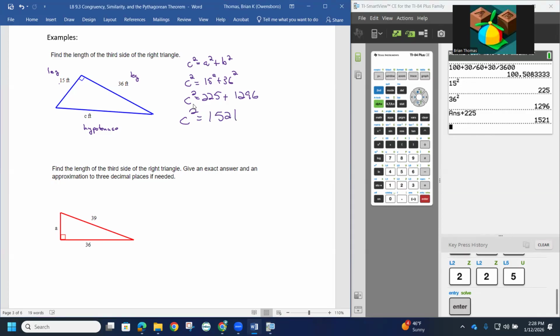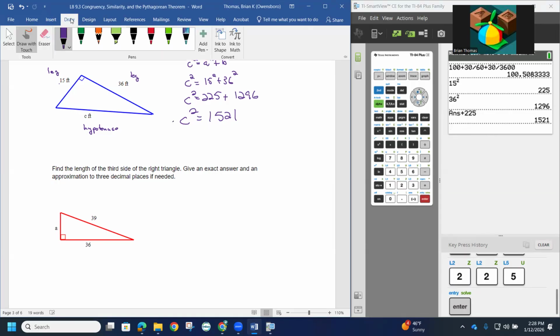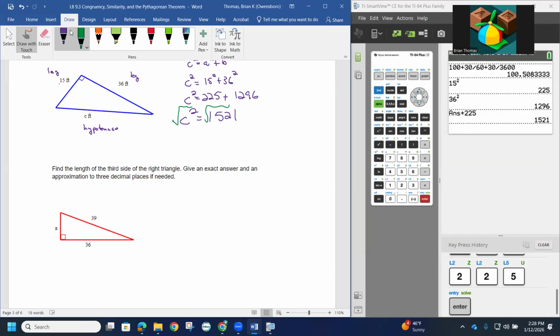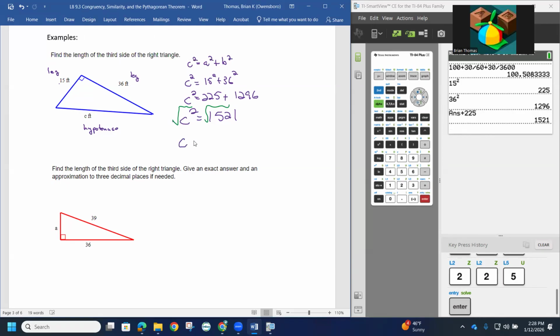Now, to solve for c, we have to take the square root, because remember, the square root will undo the square. So if I take the square root of this side, I have to take the square root of the other side. Now remember, the square root of c squared, these are inverse operations. That turns into just a c. So mathematically, all I got to do is take the square root of 1521.